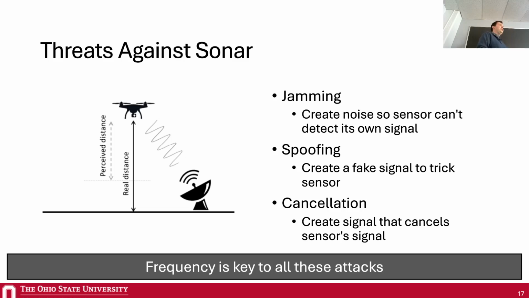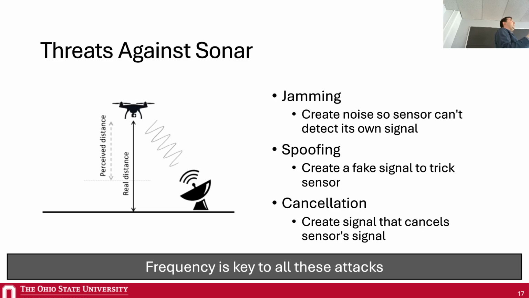So jamming is where you just generate a bunch of noise, so the sonar sends out a ping and it's never able to pick up the response because you've just flooded that frequency. Spoofing is where you try to time a fake ping to cause the sonar to mismeasure its distance. And then cancellation, which is probably the trickiest, is where you calculate the inverse wave and you send an inverse wave at just the right time, and like two waves on a lake, they actually cancel each other out.